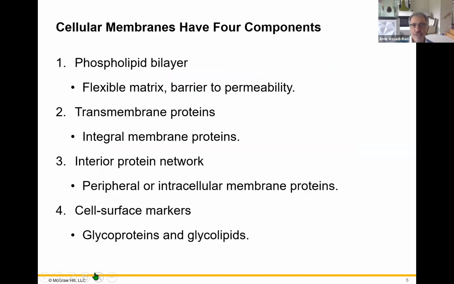The cellular membrane has four components. Your textbook puts it in this respect. Let's see what they say. The phospholipid layer: a flexible matrix, a barrier to permeability, the boundary of the cell. Transmembrane proteins, integral membrane proteins: protein molecules within the phospholipid layer. The interior protein network, peripheral proteins, attached to the phospholipid bilayer. And the last one, the cell surface markers, which are the glycoproteins and glycolipids on the surface of the cell.